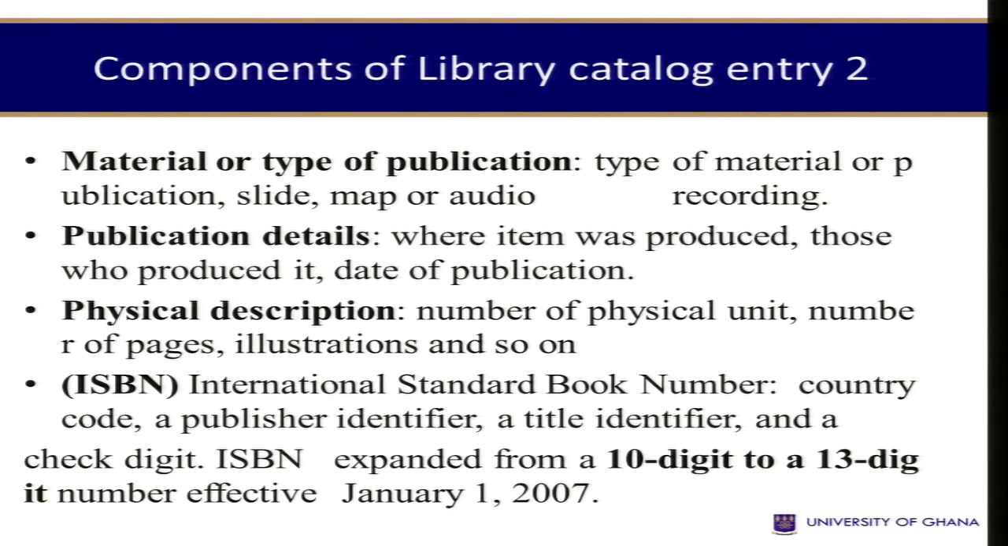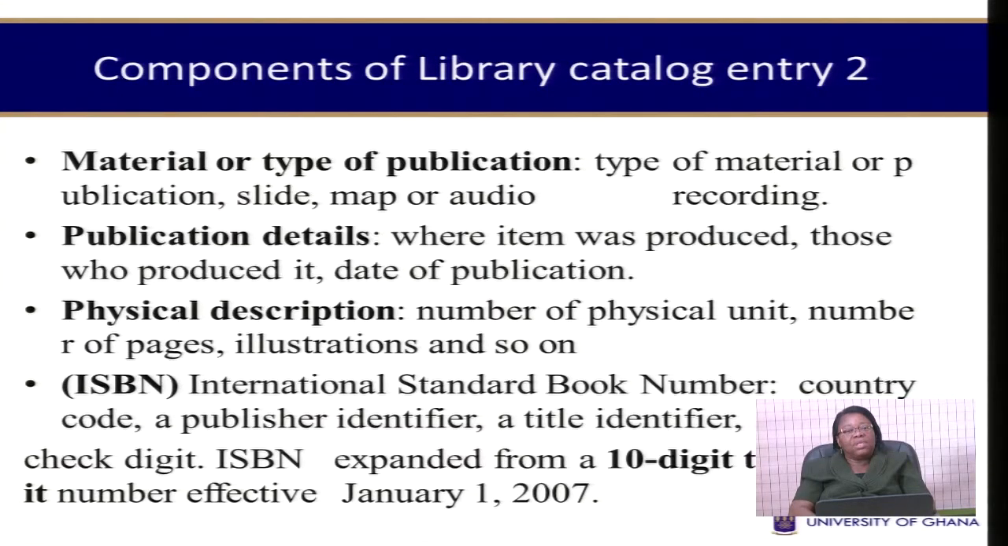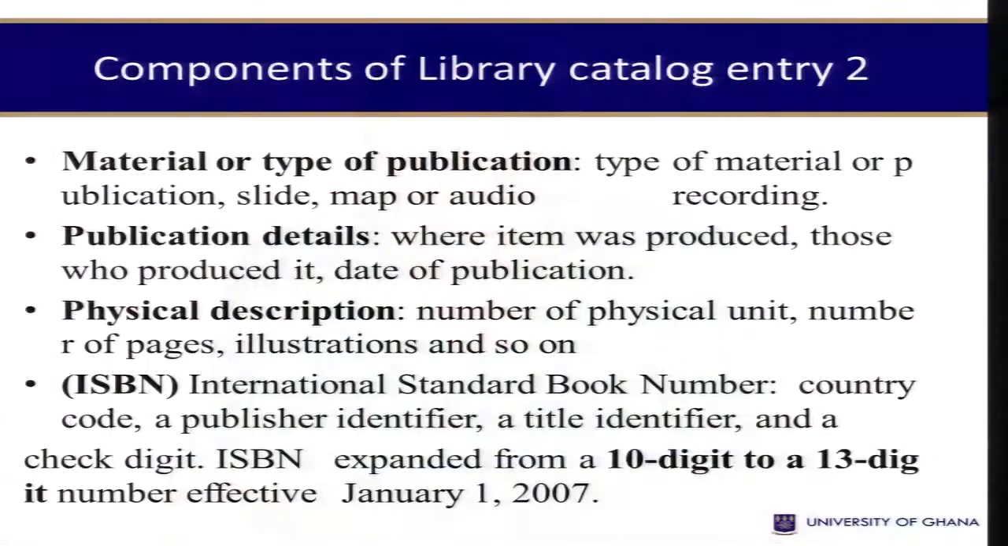Then the material or type of publication. Is it a slide? Is it a map? Is it an audio? Is it a cassette? So you need that kind of information on the library catalog. Then the production details. Where is it produced? Who is the publisher? And also physical description. How many pages? Are there any illustrations? Then you have what you call the International Standard Book Number. This used to be 10 digits, it's now 13 digits. So you have that number. And so when you scan that number, it should be able to give you the exact title of the material that you are looking for.